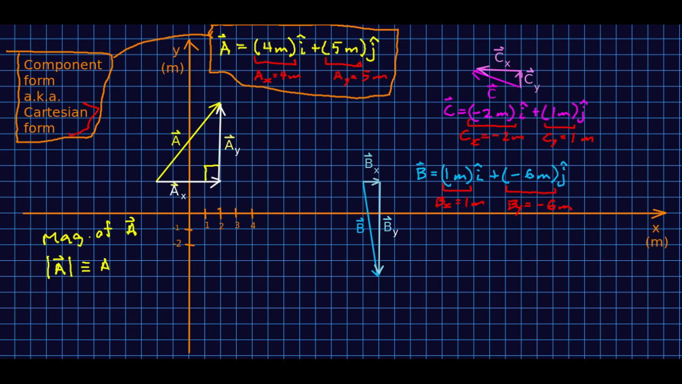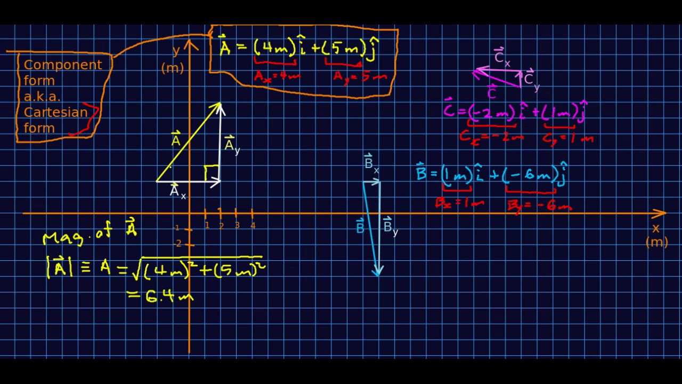And if I just write A with no vector symbol, that's what I mean, the magnitude of A. Well, that's just the length of this side of the triangle. Well, you've learned Pythagoras' theorem ages ago, I'm sure. Okay, so 4 meters squared plus 5 meters squared, all square rooted, is about 6.4 meters.